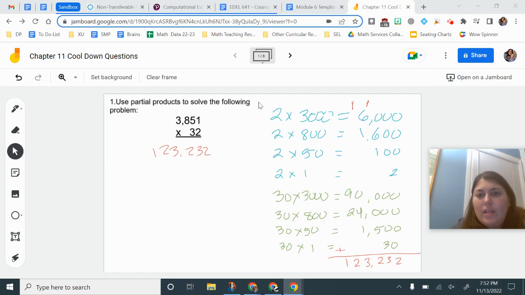I just wanted to hop on and share with you some of the ways to solve these problems. And then at the end, we'll look at a couple different possible strategies.